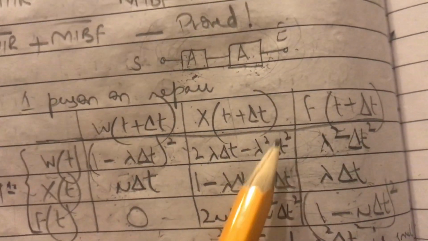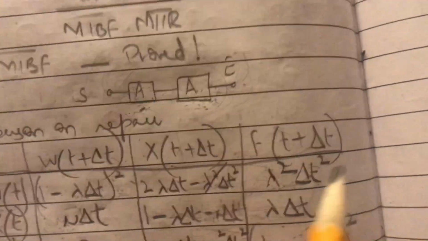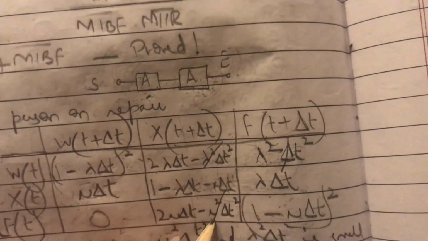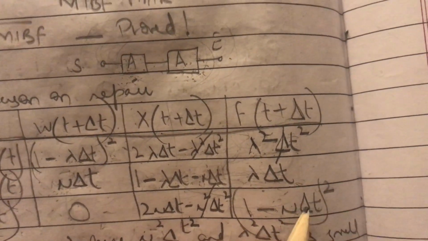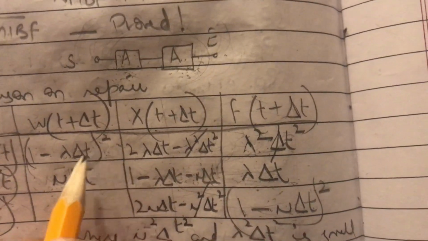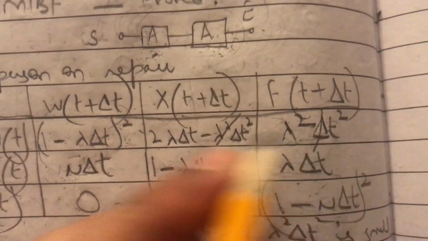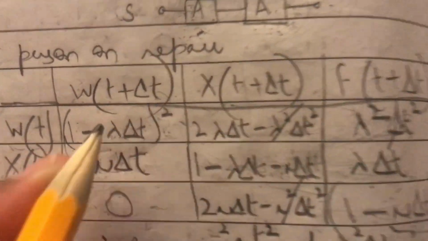One more thing, I told you that this is negligible, so this is negligible, this is negligible, and it would also come here mu square delta t square, that would also be negligible, and here it would be lambda square delta t square, that would also be negligible. So here 3 are negligible, here 2 are negligible.